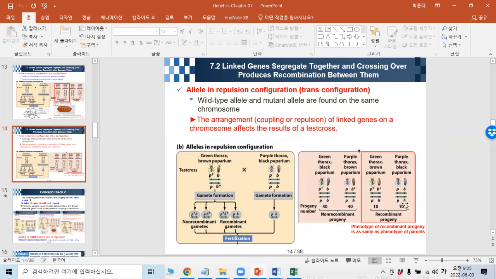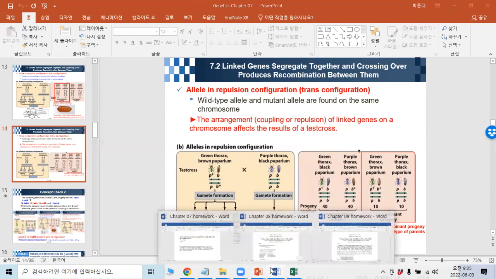But the important thing in this case is they are green thorax and brown puparium. They have P plus, B plus, and this one is purple thorax and black puparium. The important thing is the phenotype of the recombinant progeny is the same as the phenotype of the parents. In this case, we call it the repulsion configuration.